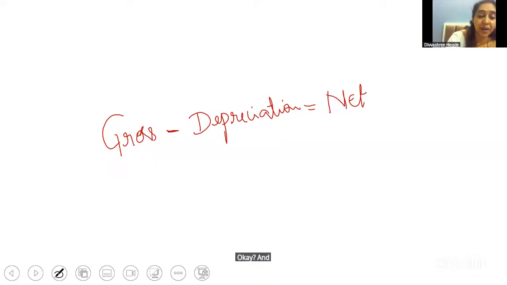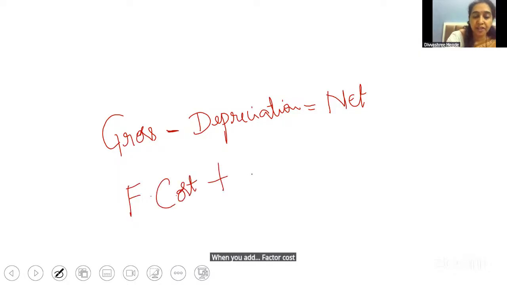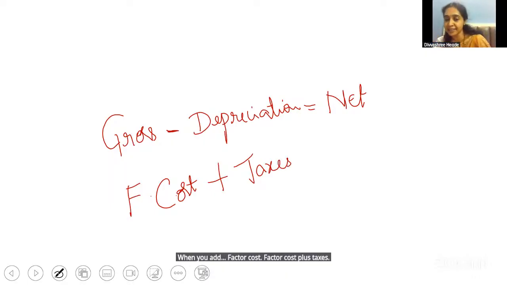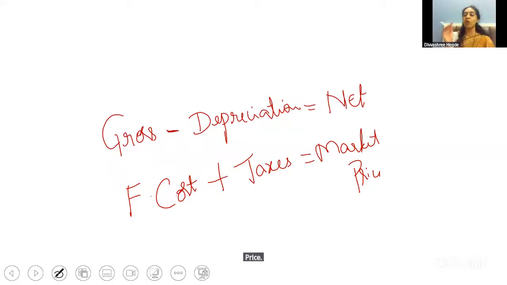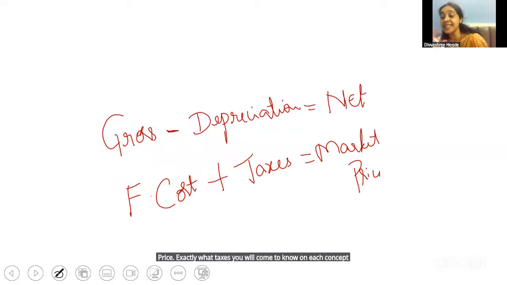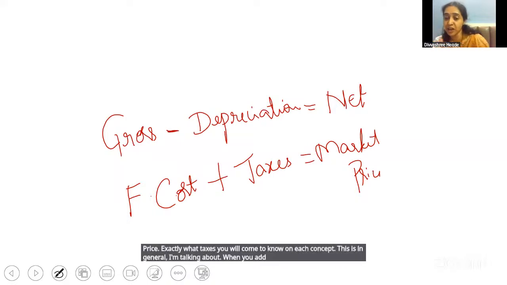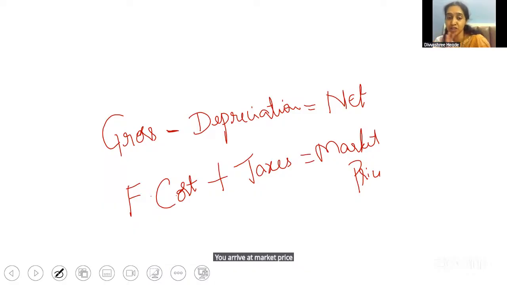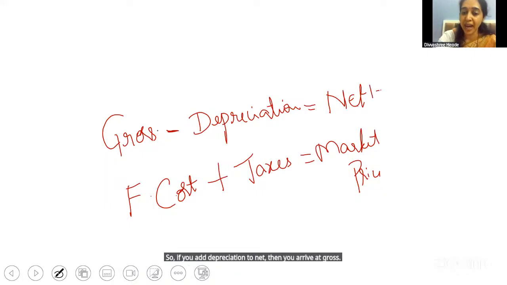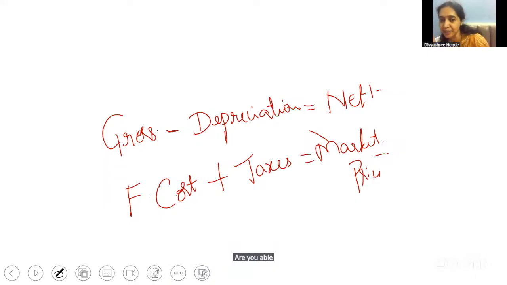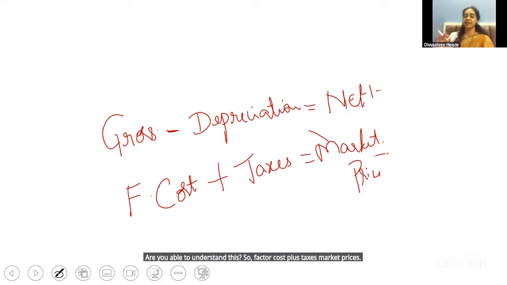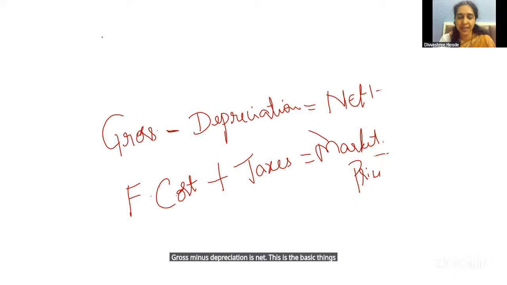And then we have market price and factor cost. When you add taxes to factor cost, you arrive at market price. Exactly what taxes, you will come to know for each concept; this is in general. When you deduct depreciation from gross, you arrive at net. If you add depreciation to net, you arrive at gross. If you minus taxes from market price, you arrive at factor cost. Are you able to understand this? Factor cost plus taxes is market price, gross minus depreciation is net. These are the basic things you need to understand.